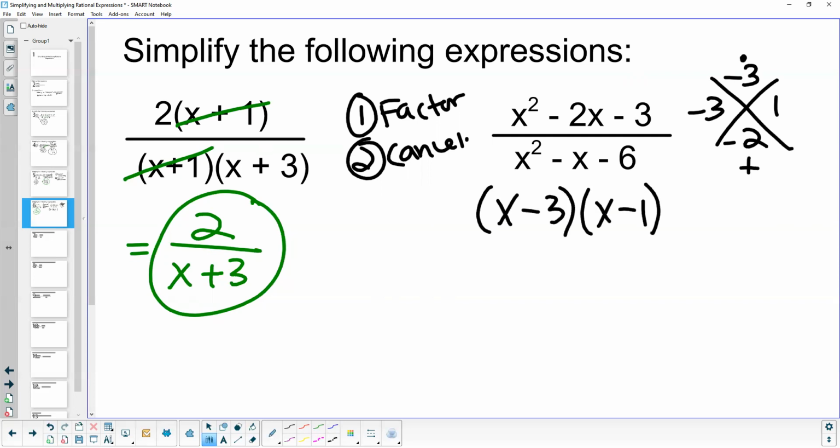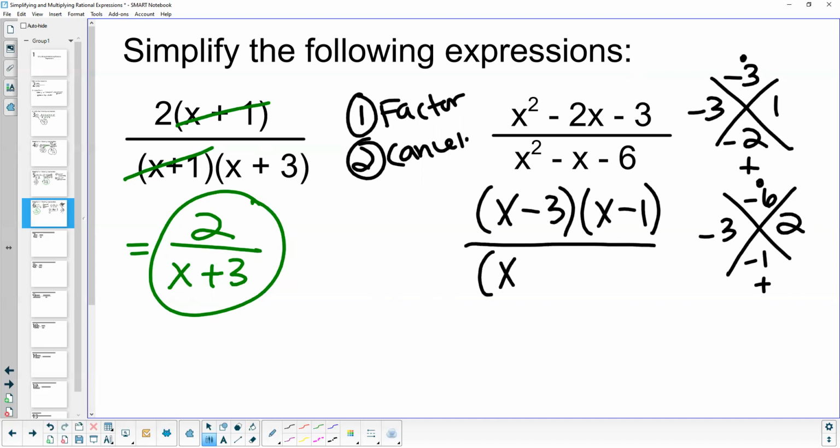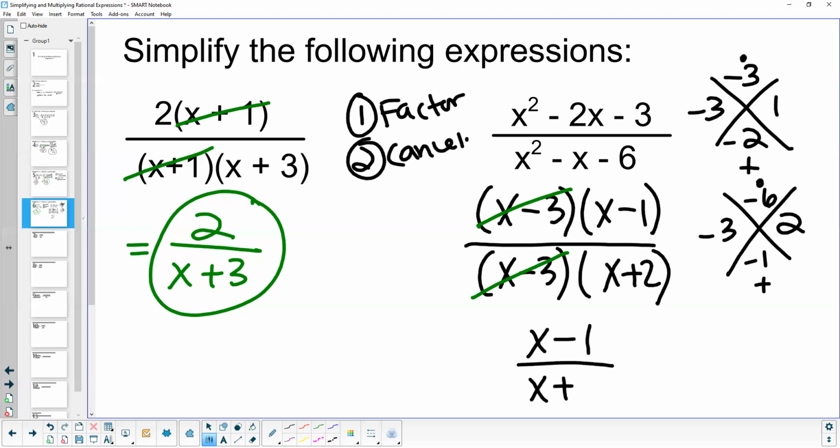Now on the bottom here, I've got two numbers that multiply to -6 and add to -1. That's what we're looking for now. And these are going to end up being -3 and 2. So we end up getting an x minus 3 and an x plus 2. So then with that, our second step is to cancel what's in common, and that's our x minus 3's. So we end up getting an x minus 1 over an x plus 2.